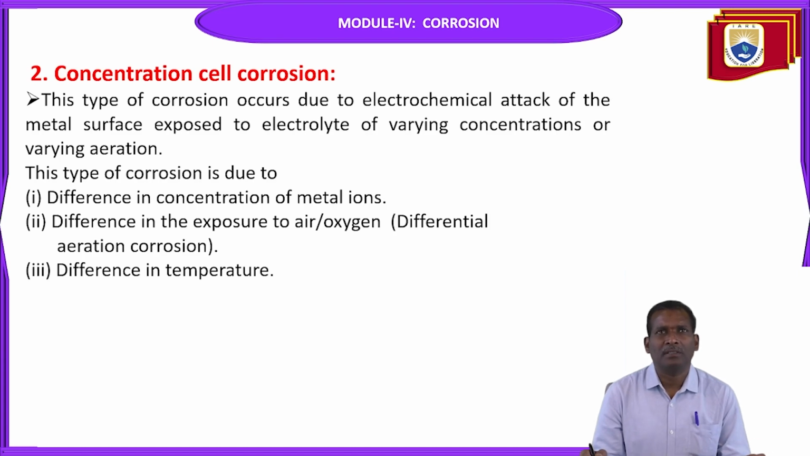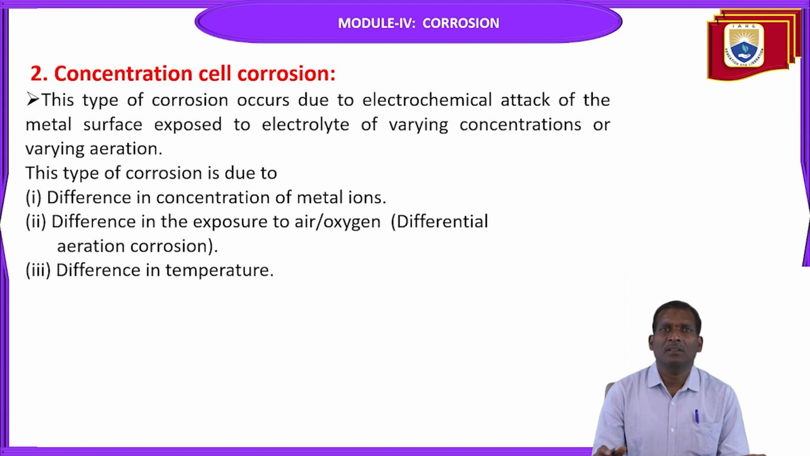Next, the second type is concentration cell corrosion. This type of corrosion occurs due to electrochemical attack of the metal surface exposed to an electrolyte of varying concentrations or varying aeration. That means the electrolyte is not constant, not a constant concentration of electrolyte.